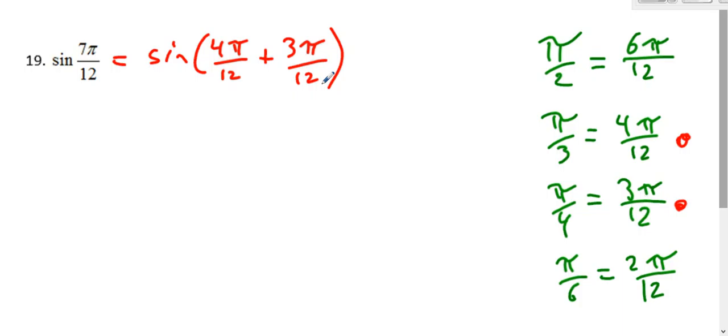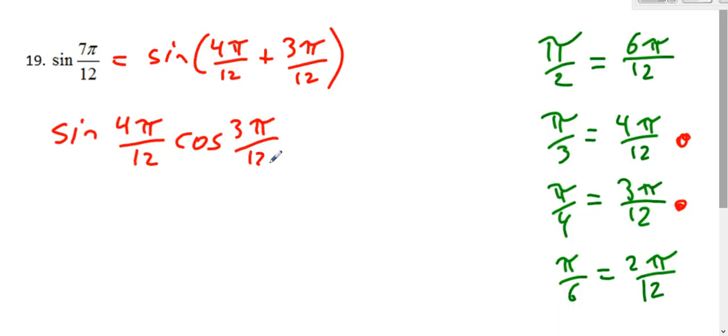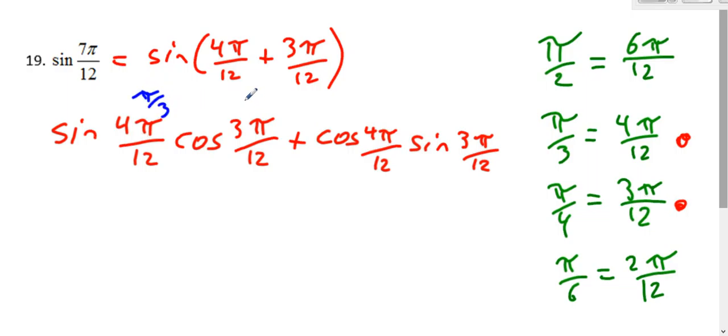And since it's a sine, it is sine, cosine, cosine, sine, plus. So it's plus cosine sine. Which, rather than the pi over 12s, you would want to think of that as pi over 3, pi over 4.